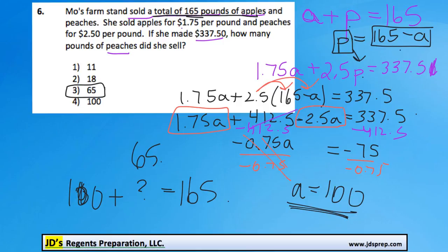So you can see what I could have done up here is it would have been better to isolate A and replace A in terms of P, and that way we could have solved for the number of pounds of peaches first. But really, in the end, it was pretty quick to figure out.